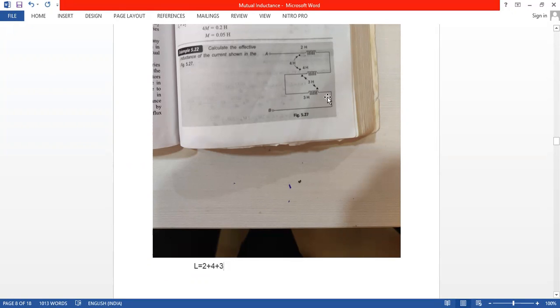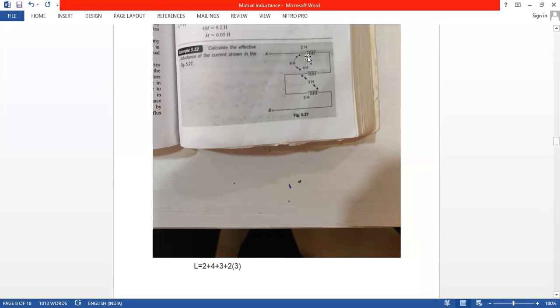So we say leaving. Leaving is positive or negative? It is positive. Plus, and mutual inductance, 2 into what is the mutual inductance value? 3. Okay, 2 into 3. Now we'll write the top one.